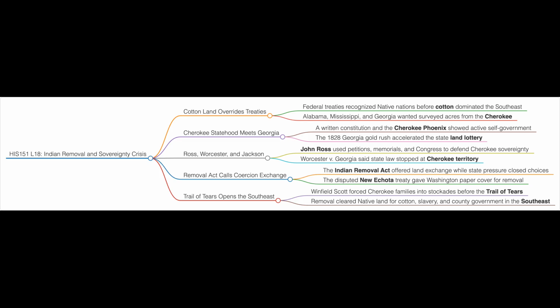Georgia moved in the opposite direction. White Georgians wanted more land for settlement and plantation agriculture. State officials passed laws extending state jurisdiction over Cherokee territory, limiting Cherokee government, and preparing for distribution of land. The discovery of gold in North Georgia in 1828 increased pressure further. Georgia surveyed and distributed plots through a land lottery, treating Cherokee space as territory to be allocated rather than sovereignty to be honored. Surveying itself became a political act. Once lines were drawn and parcels imagined, removal moved closer to administrative reality.